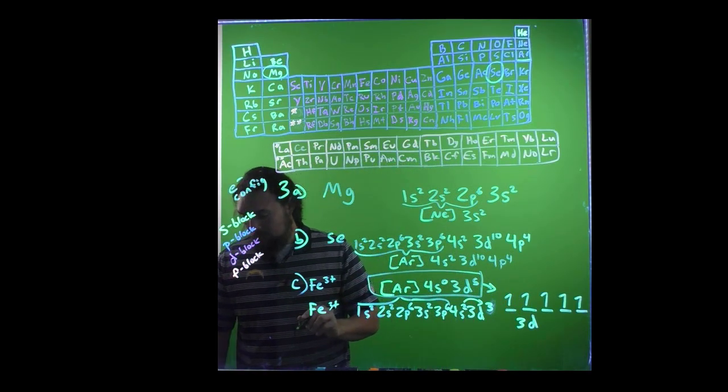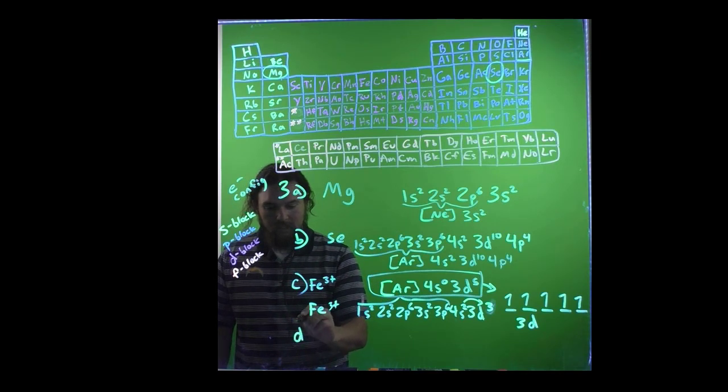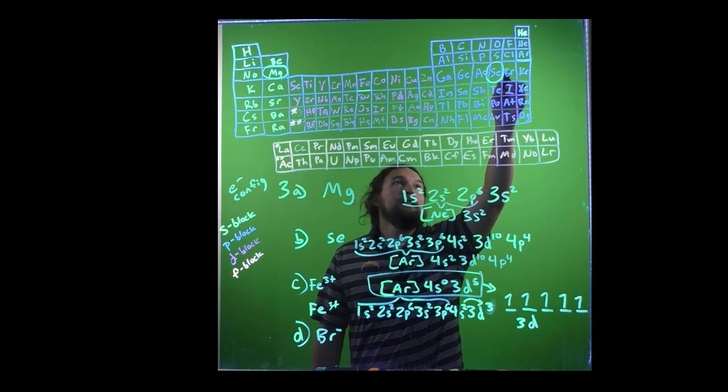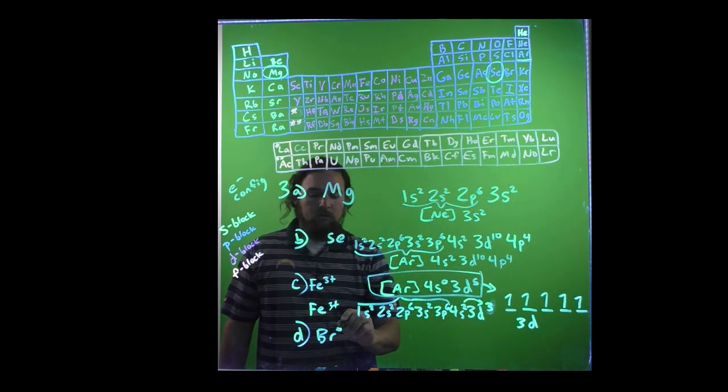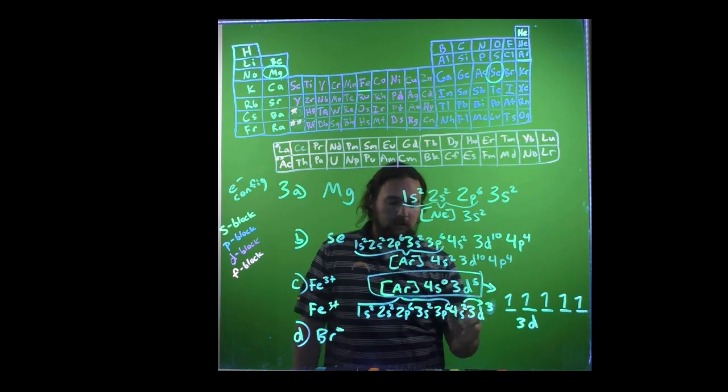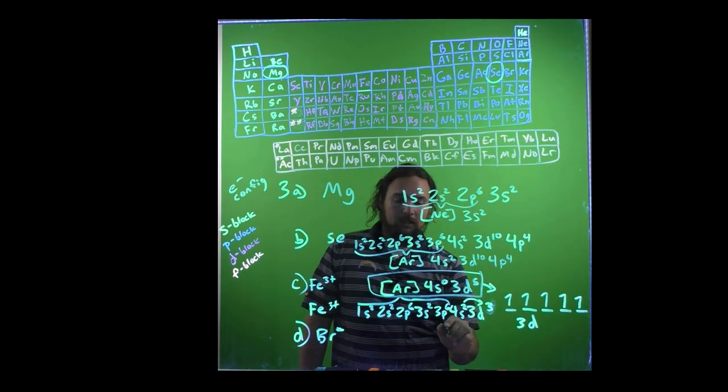For the last one, D, it is Br minus. And if we see Br right here, that means it's similar to selenium. It's going to end in 4p5. But this negative charge means we have 1 extra electron, so it'll end up being 4p6. So we could write 4p6 as our last orbital.